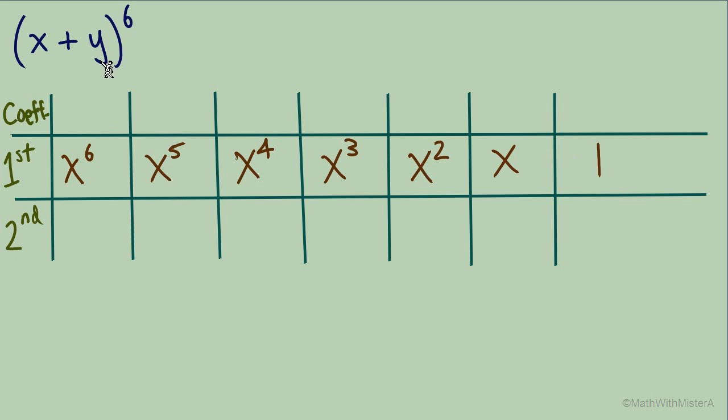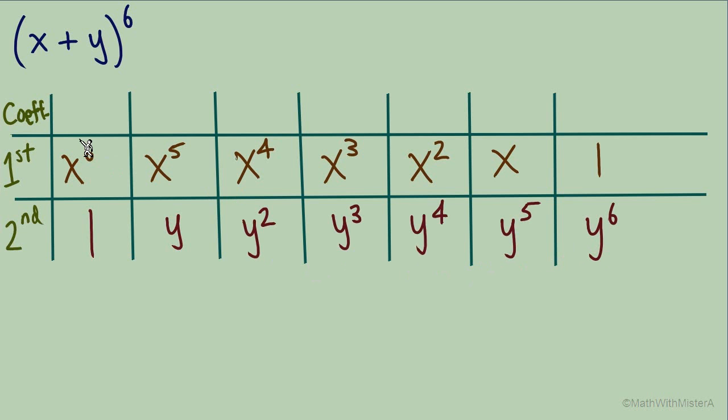Moving on to the second term, which is a y, we know that it has its exponent increasing from left to right. So I'm starting with a 1. Then I have a 1, that's y to the 0. Here's y to the first, y to the second, y to the third, and so on. So I've pretty quickly found the first part of each term, and the second part of each term. Now let's fill in the coefficients.